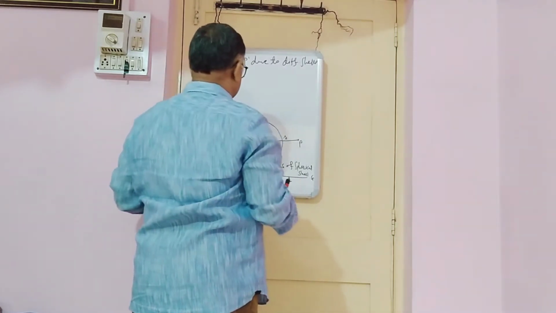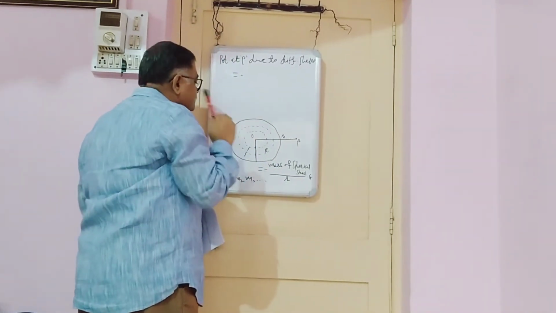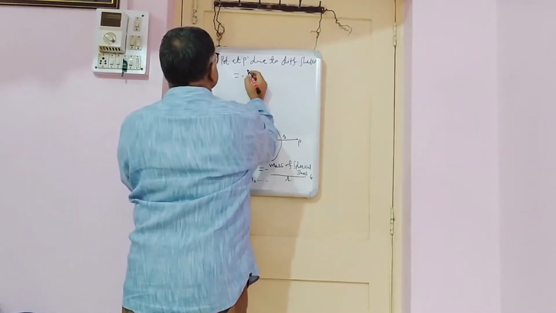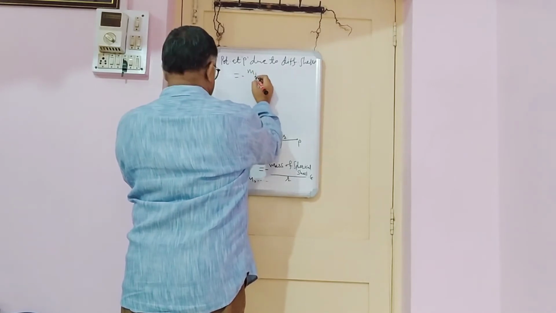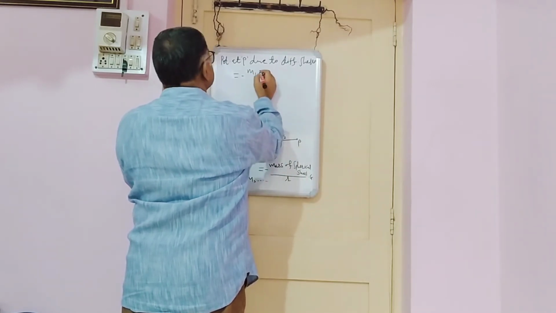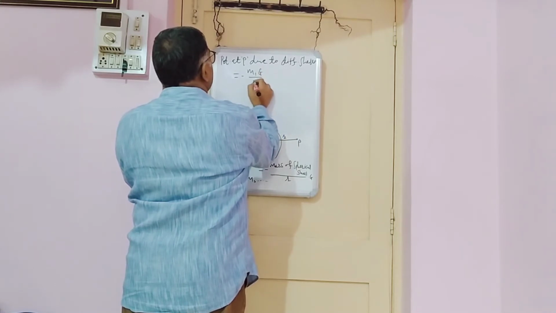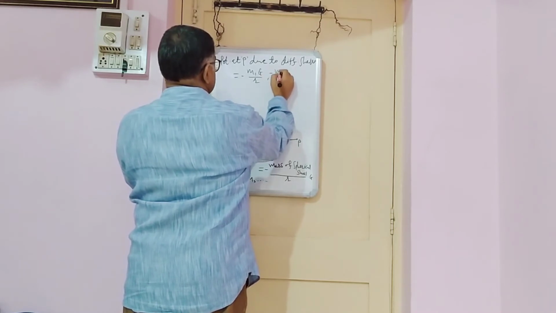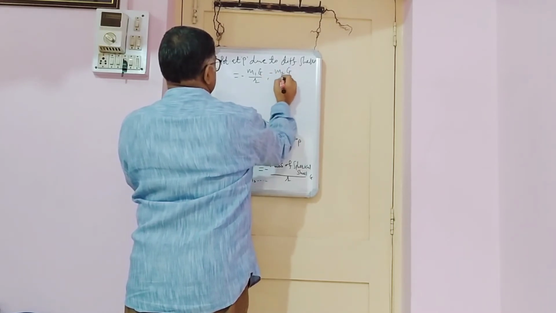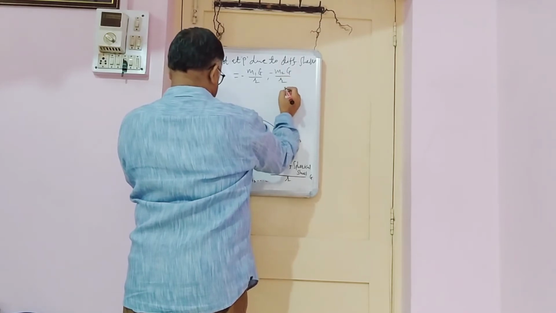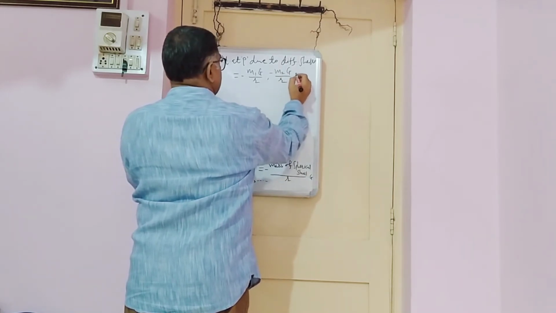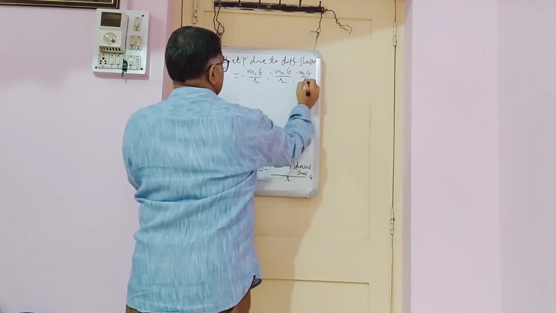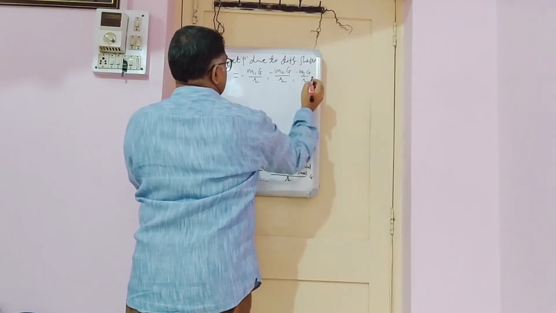if the first cell has a mass m1, then minus of m1 into g divided by r. Again minus of m2 into g upon r. Again we can write minus of m3 into g upon r, up to n we can say.